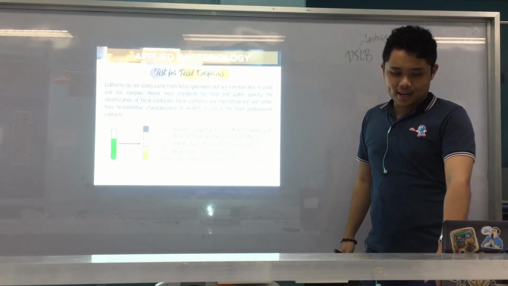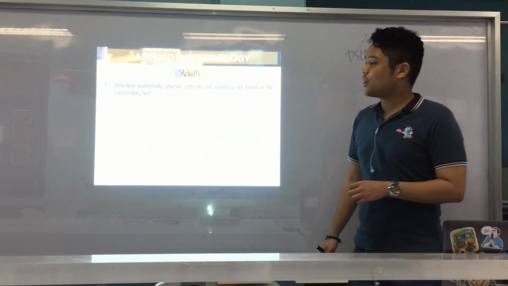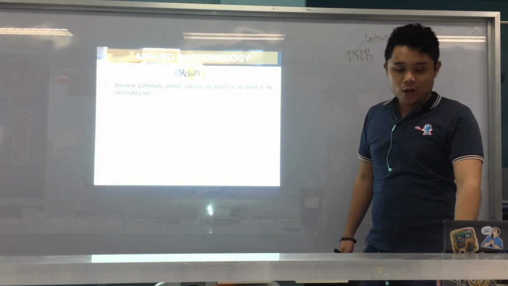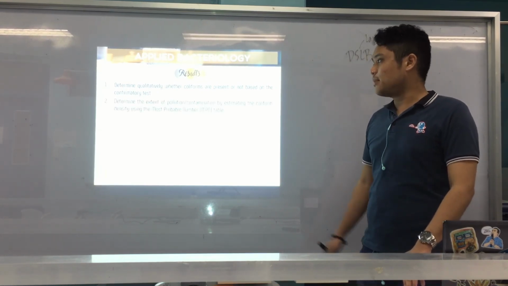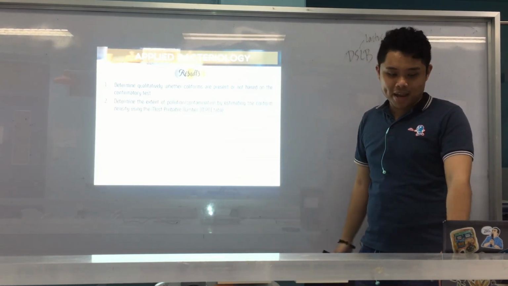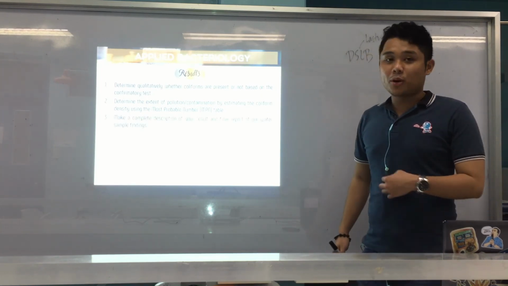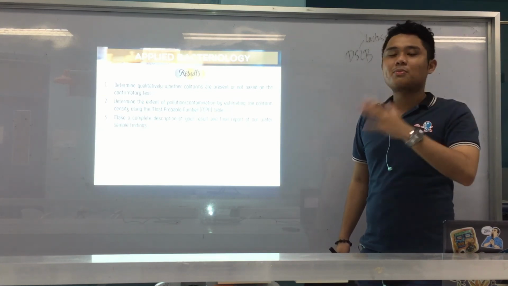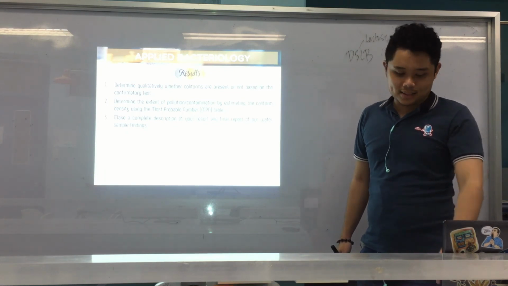Okay? Alright. So, for results, again, we determine qualitatively whether coliforms are present or not based on the confirmatory test. Okay? Determine the extent of pollution by estimating the coliform density, again, using the MPN table, and make a complete description of your result and final report of your water sample findings, like fecal coliforms have been detected or an MPN of 2.2 was found, for example.